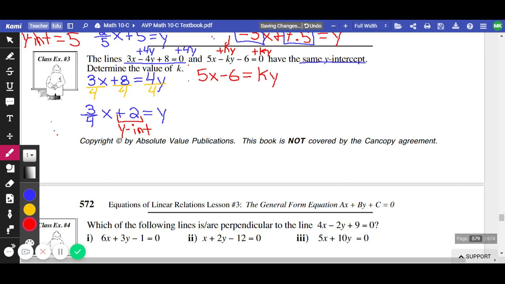To get slope-intercept form, you have to have y by itself. That means I have to get rid of this k. You would get rid of that k the same way you would get rid of a number. Right? This is just k times y. The opposite of k times would be k divide. And we divide everything by k. That leaves me with 5 over k x minus 6 over k equals y.